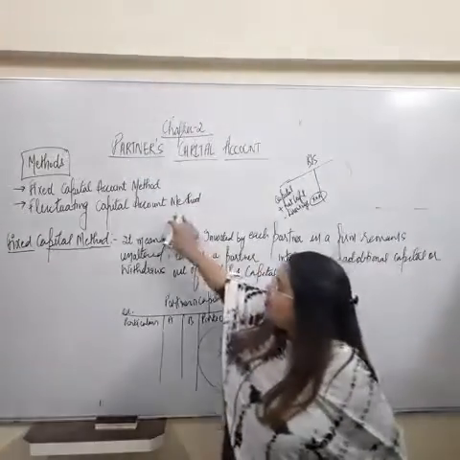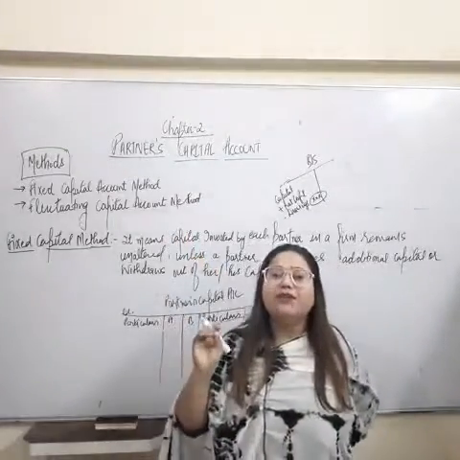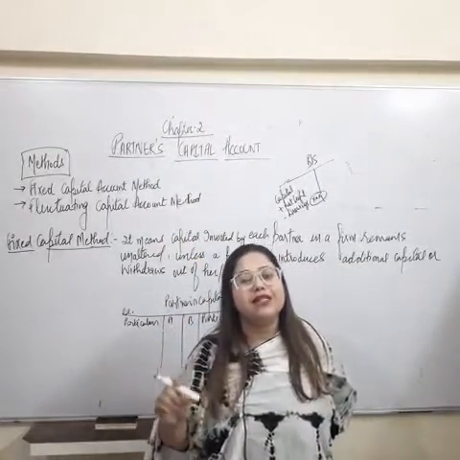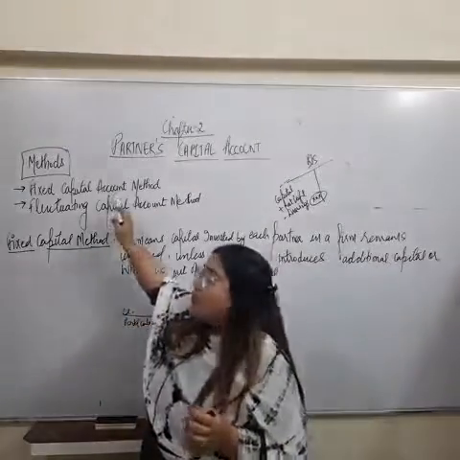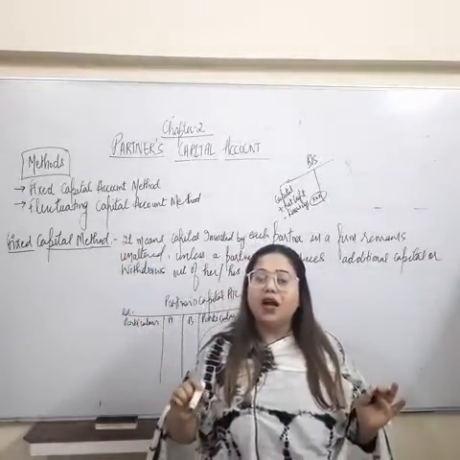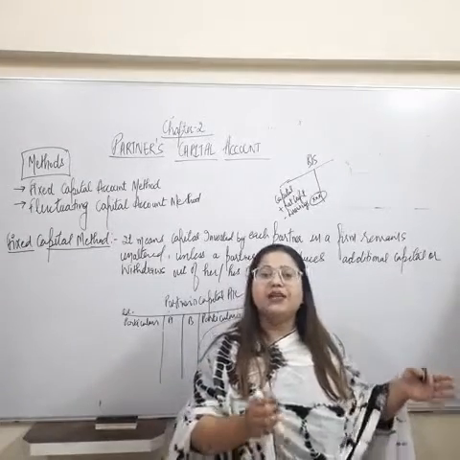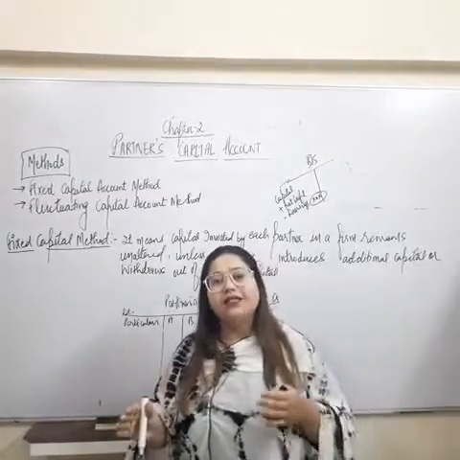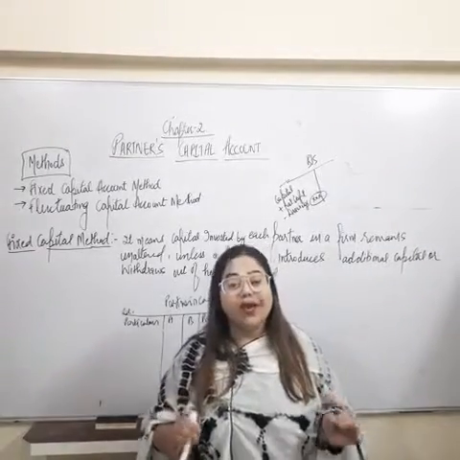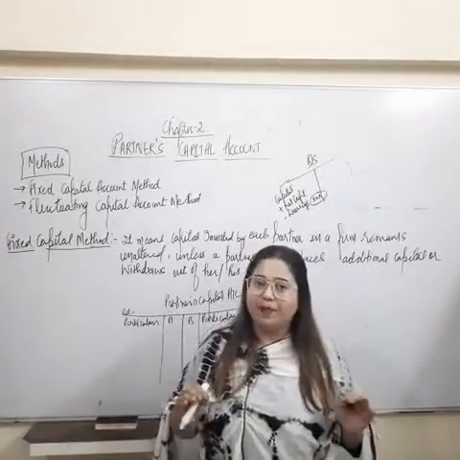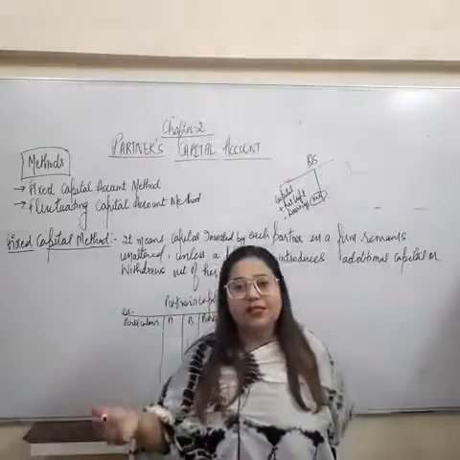Now you are just seeing here, I have written here the methods to maintain partners capital account. Methods means how we have to make partners capital account in case the capitals are fixed and in another case if the capitals are fluctuating. So there are basically two ways of maintaining our partners capital account, right? Now let's discuss one by one.